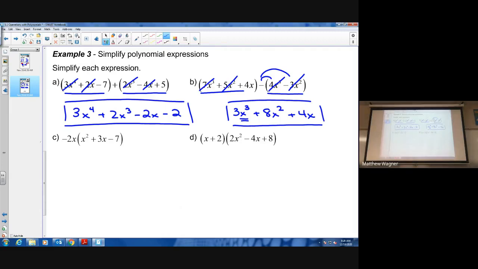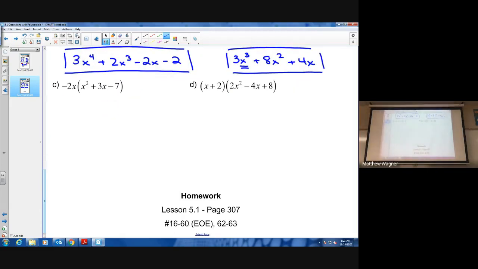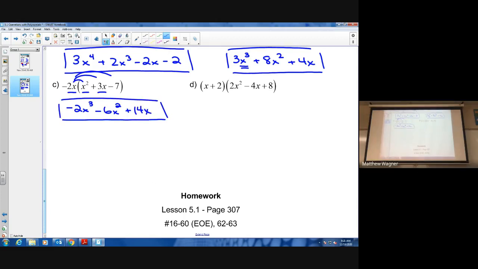As we finish here, multiplying is very similar. Now we're going to add our exponents. So we're multiplying, so we add our exponents. So we wind up with negative 2x cubed, whoops, that's not plus, that should be a minus, minus 6x squared, and then negative times a negative is a positive 14x. So just like before, we're going to distribute that negative 2x through, and then we want to use our understanding of exponents to combine.